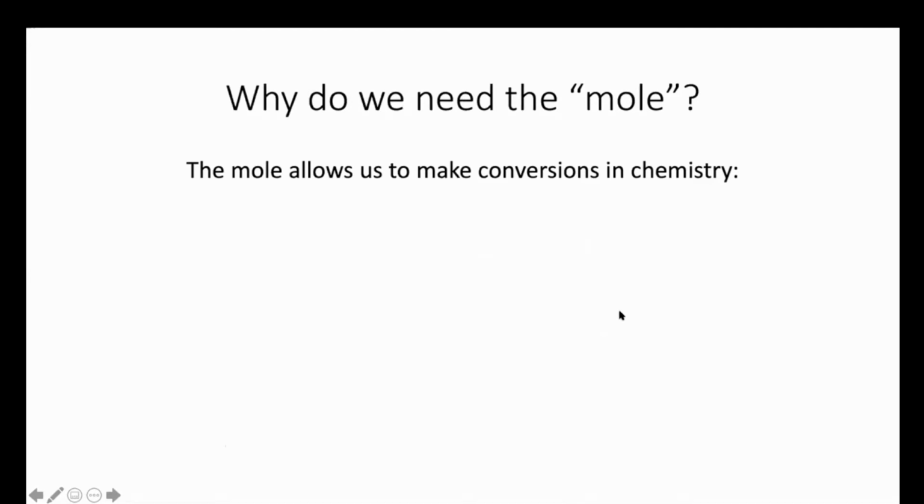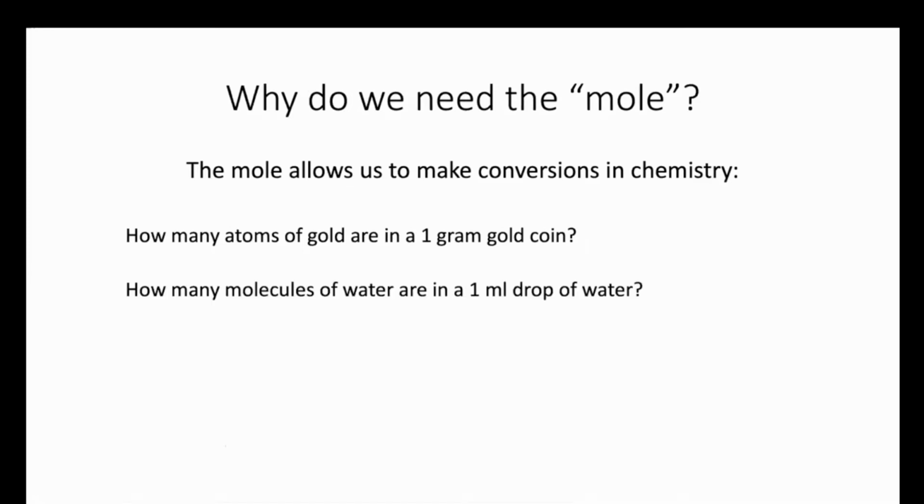So why do we need the mole? Well, it allows us to make conversions in chemistry. We've talked about dimensional analysis and how you do conversions. The mole is the fundamental conversion factor in chemistry. For things like how many atoms of gold are in a 1 gram gold coin? You need to have the mole to be able to answer that question. Or how many molecules of water are in a 1 milliliter drop of water? You have to have the mole, or Avogadro's number, to be able to answer that.